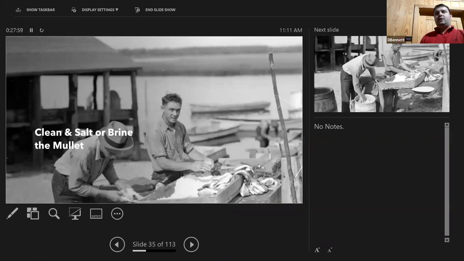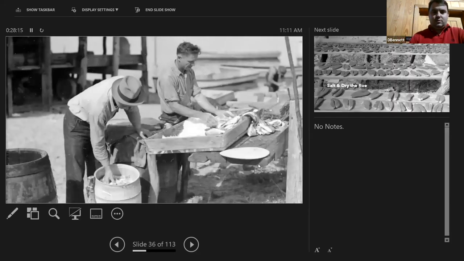Then they would clean the fish, and they would either salt it with a coarse salt, or they would put it in a brine solution, so a water solution that had a high salt content in it to preserve the fish. And this man in this photo is packing fish into a barrel, salted. And they have this tray where there's all this coarse salt they're rubbing the fish down with.